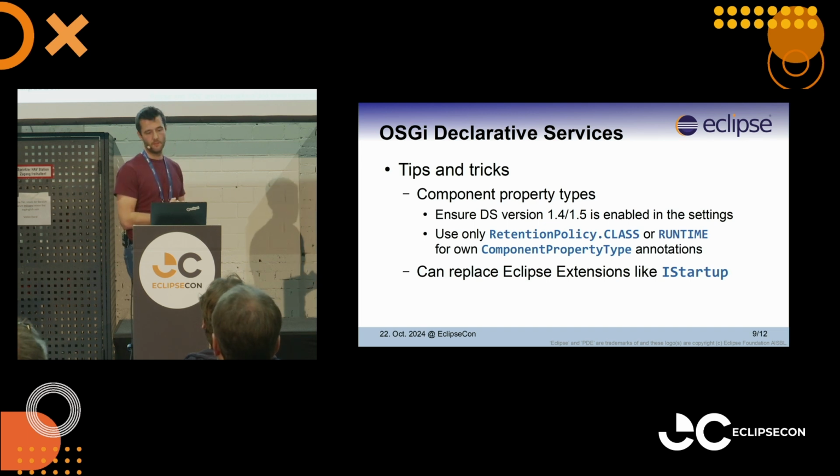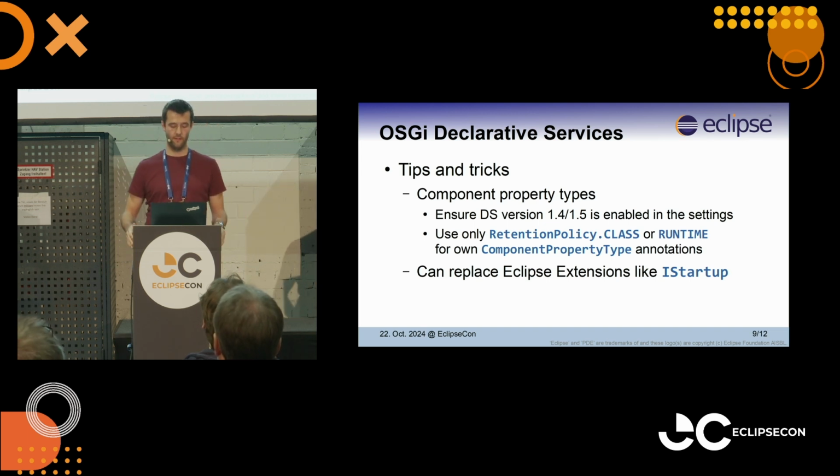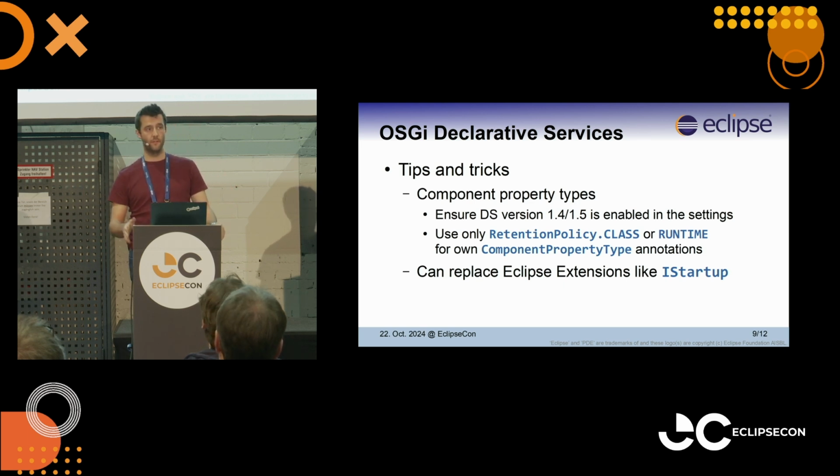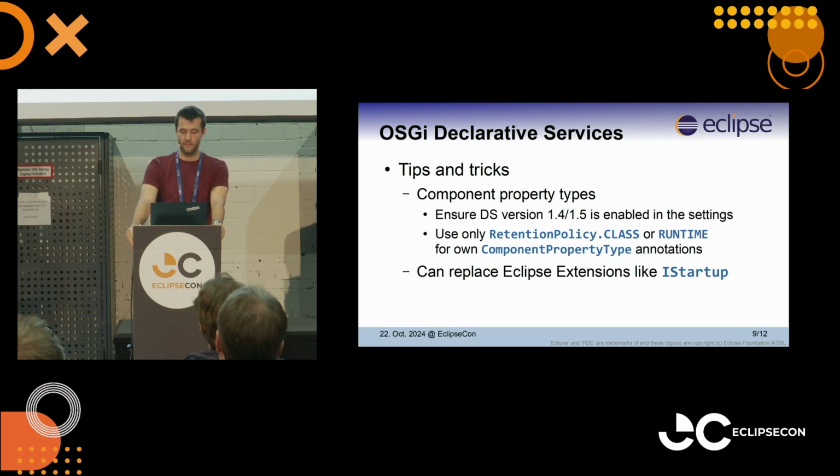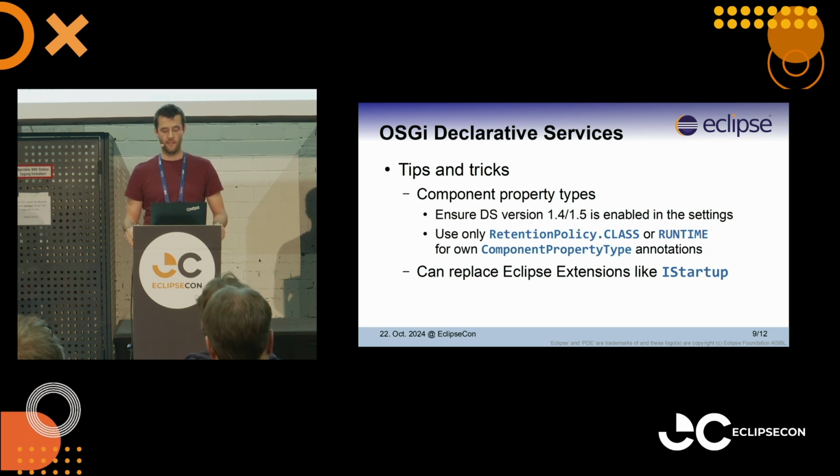A few tips and tricks besides that component property types are generally useful when working with them. If you use the new features, ensure that you have set the DS version in your settings to 1.4 and or 1.5 if you want to use features from them. Otherwise, for example, some of the component property types are not recognized, and your services will be missing some properties, which also happened to me when applying some of these types to the Eclipse platform.